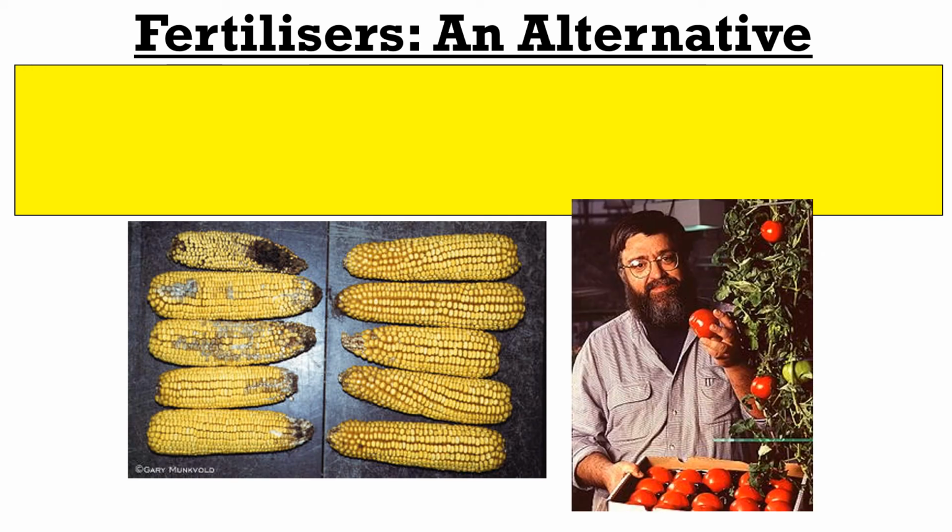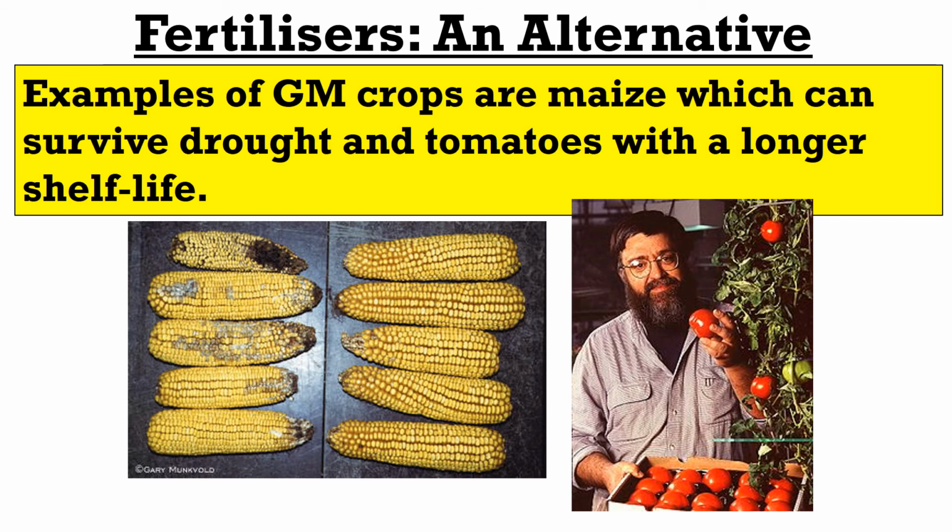Just to give you some examples here, this is maize or sweet corn. It could be genetically modified so that it survives drought, so it can survive in lower water, when there's less water available than there is normally, and tomatoes with a longer shelf life as well. These are both examples of genetically modified crops which are available in the world, not in the UK, but they're out there and countries are making use of them.